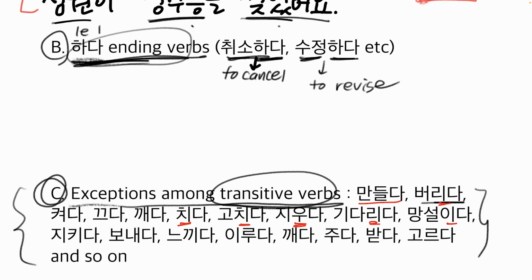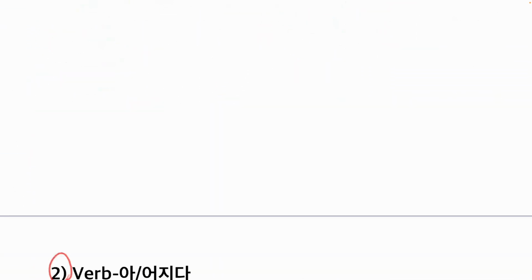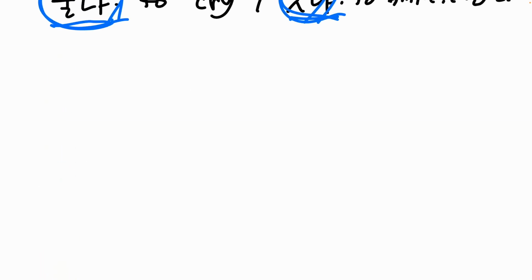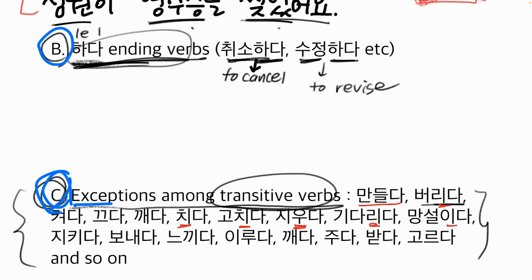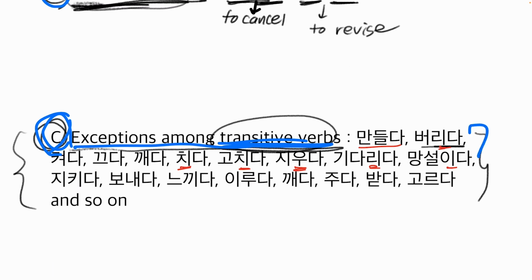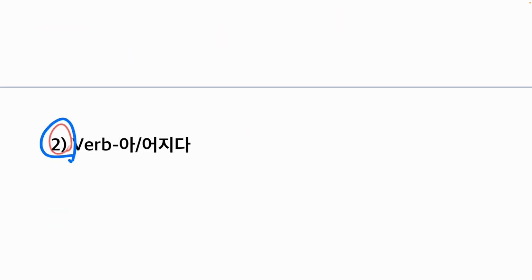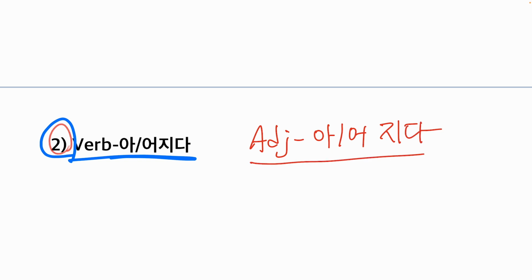So now the question would be, how do we turn these types of verbs into a passive form? That's where the next two rules kick in. So for this group, group C, the transitive verb exceptions, a random group of exceptions, you can apply this rule, verb-아, 지다. And please don't confuse it with adjective 지다, guys. If you remember what this grammar means, then that's awesome. But these two are different things.